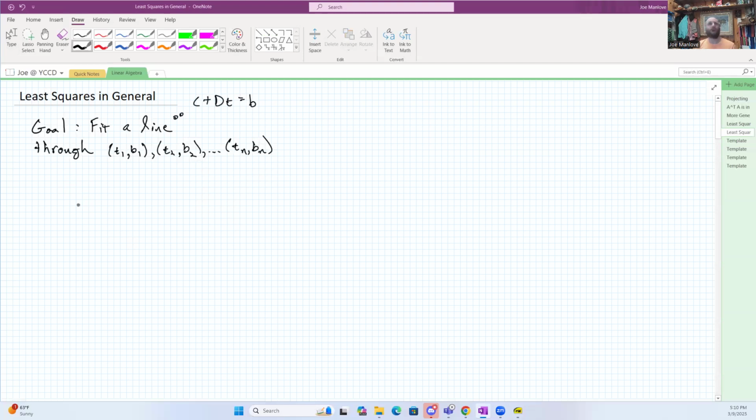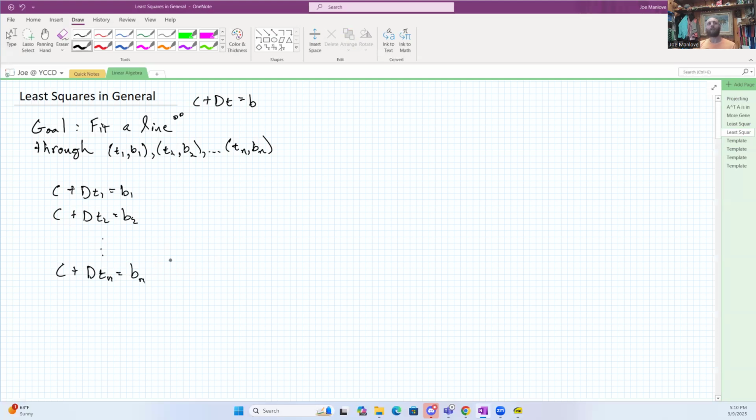And then I'm going to go ahead and write this out. So that's going to look like C plus D times T1 is going to equal B1, and C plus D times T2 is going to equal B2. And we're going to continue this trend until we get to C plus D times Tn is equal to Bn.